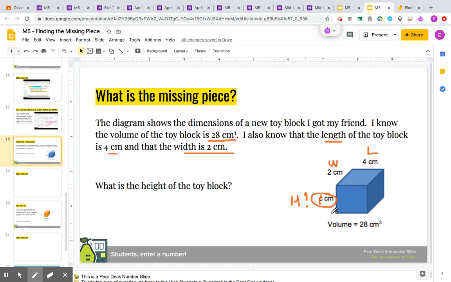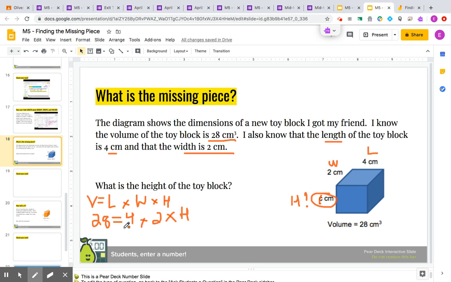Now, what do I know about volume, length, width, and height? I know that volume equals length times width times height. And I'm going to start plugging in what I know. That's always the first step I do. Plug in what I know. I know that volume is 28. I know that length is 4. I know that width is 2. And I know that height is, I don't know.